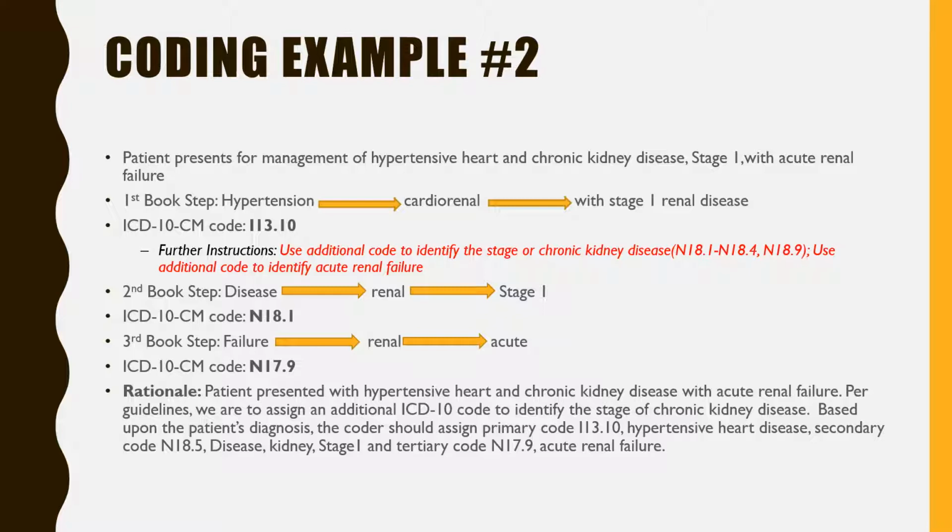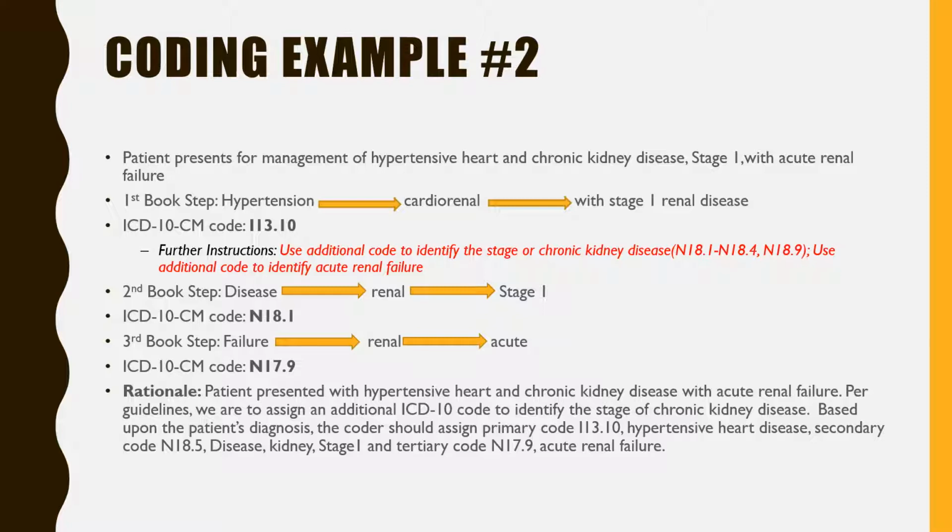Again, when we go to that code, there are further instructions for us to use the ICD-10 code for the stage of chronic kidney disease, again, which is represented by ICD-10 codes N18.1 through N18.4, as well as N18.9. The guidelines also further state that we are to use an additional code to identify the acute renal failure. So in our second book step, we're going to locate disease in our index, and then we're going to drill down to renal, and then identify the stage of the renal disease as stage 1. Our ICD-10-CM code should be N18.1.